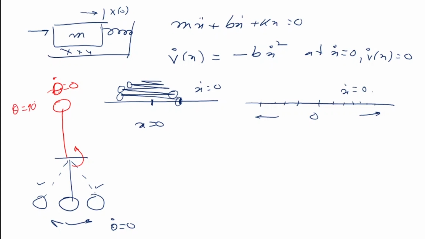Sorry, if this is my 0 degrees, then that is 90 degrees. So we are seeing that the velocity can become 0 at more than one location now. Now what happens to such systems? Because they are not negative definite, they are negative semi-definite.